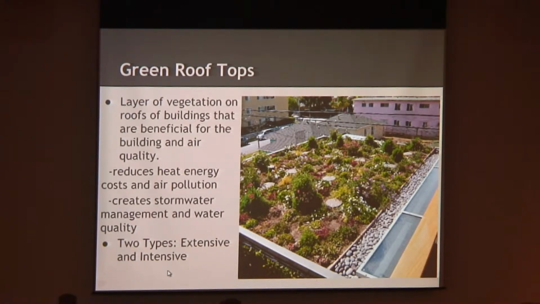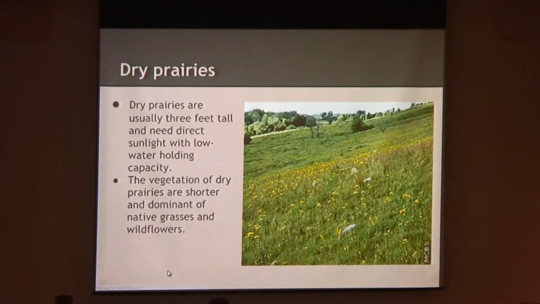There are two types of green rooftops, extensive and intensive. Extensive is basically 2 to 4 inches deep with hardy plants, and intensive is a little bit deeper with a wider range of plants. A couple of things about dry prairies: they have low water holding capacity, mostly sunlight, around 3 feet tall, and the vegetation is native grasses and wild flowers.